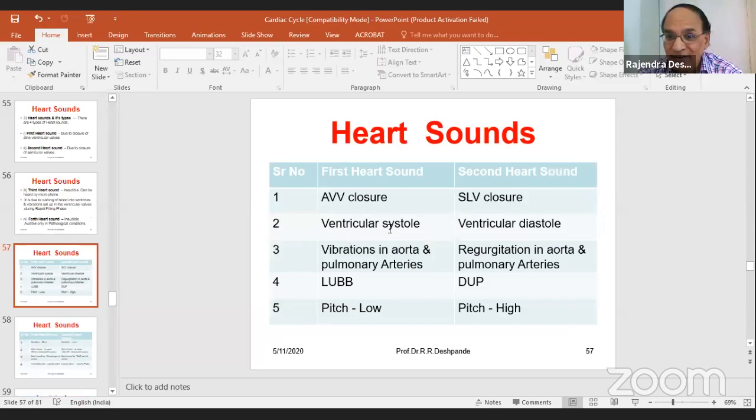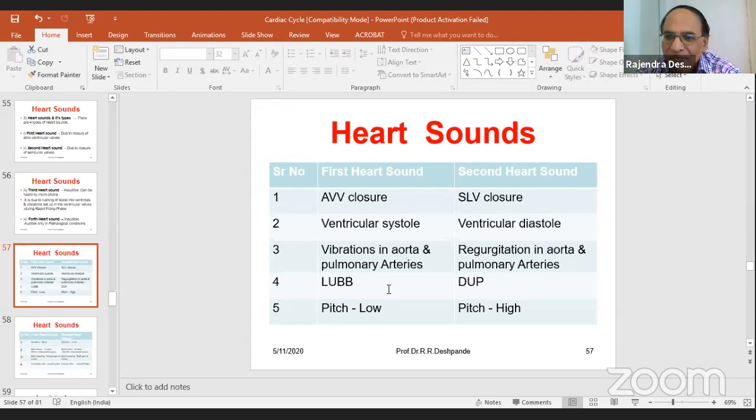Auscultation is very much important to diagnose problems in the cardiac cycle. Write down this sentence: how can you examine cardiac cycle problems? By auscultation with the stethoscope. So this is a comparison of the first and second heart sounds. The first is because of atrioventricular valve closure, the second because of semilunar valve closure. The first occurs in ventricular systole, the second in ventricular diastole. The second is because of vibrations in the aorta and pulmonary arteries, and regurgitation, meaning coming back, in the aorta and pulmonary arteries.